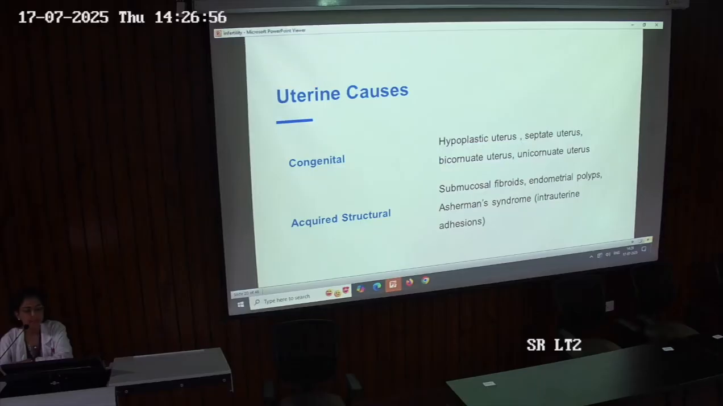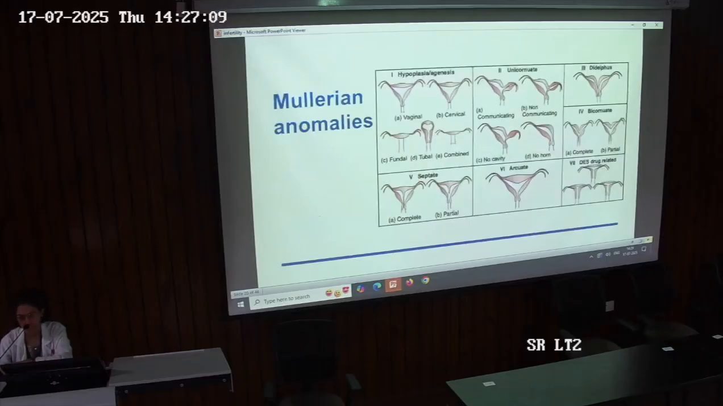So uterine causes could be congenital or acquired. Congenital are usually septate, bicornuate, unicornuate uterus. In acquired deformities, it could be fibroid, polyp or intrauterine adhesions. The most common cause of adhesion again is genital tuberculosis or PID. This classification you should know.